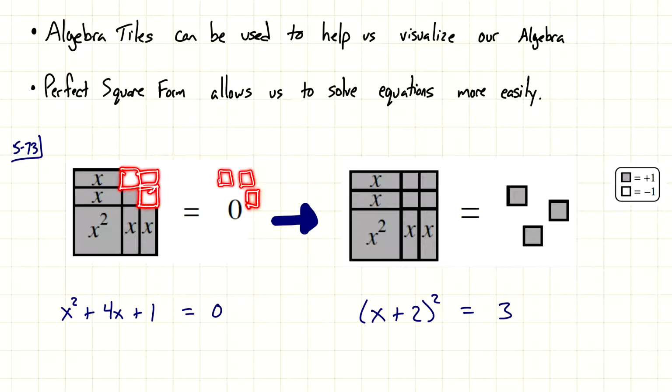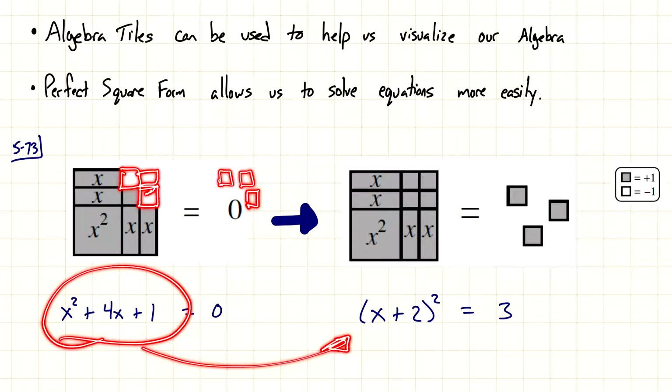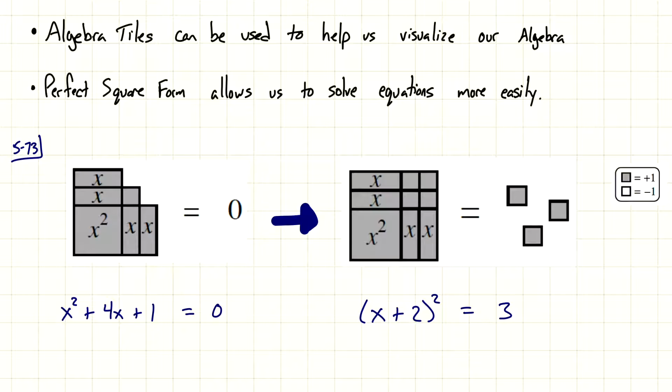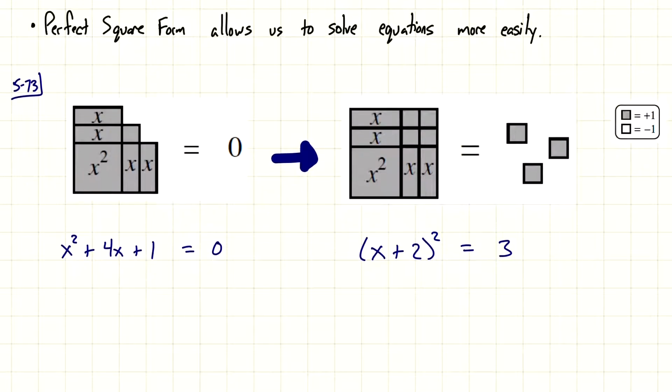If the pictures are the same, then these two equations are the same. So an equation like this could be written like this in perfect square form. That's the general idea of what we're trying to do. And I'm going to show you the algebra steps to help us get there, and I'll go through it a few times.